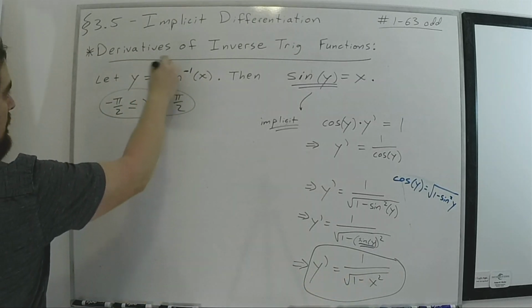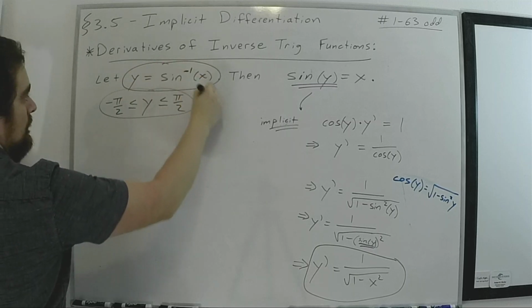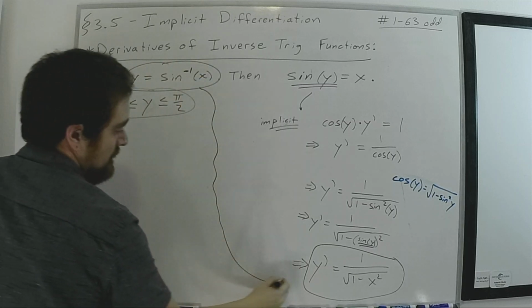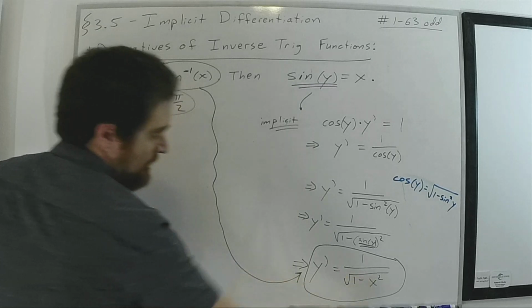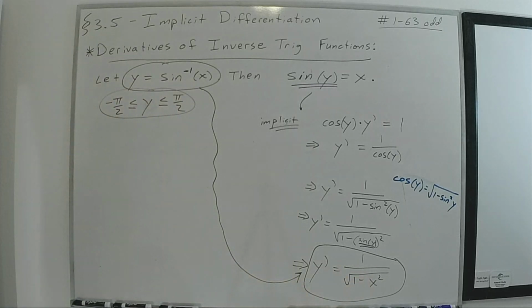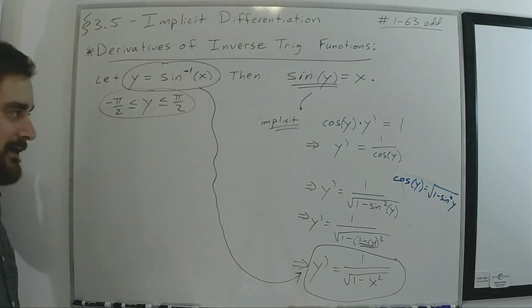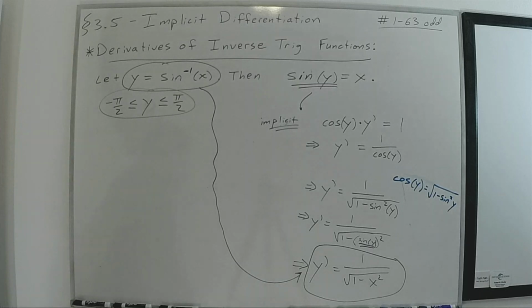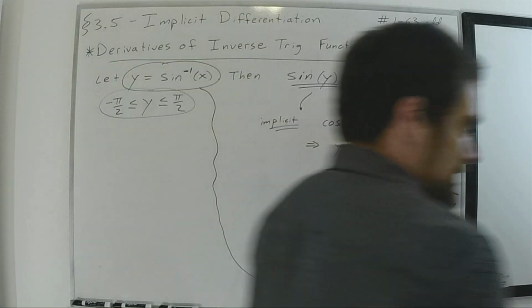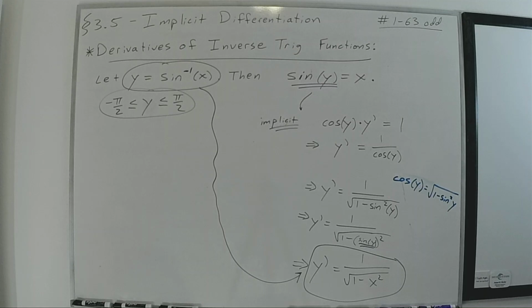Here's y, which is the sine inverse. Here's y prime, which can be rewritten as this 1 over square root 1 minus x squared. So you can see that when you differentiate that inverse trig function, you don't get another inverse trig function. It doesn't quite behave that same way.